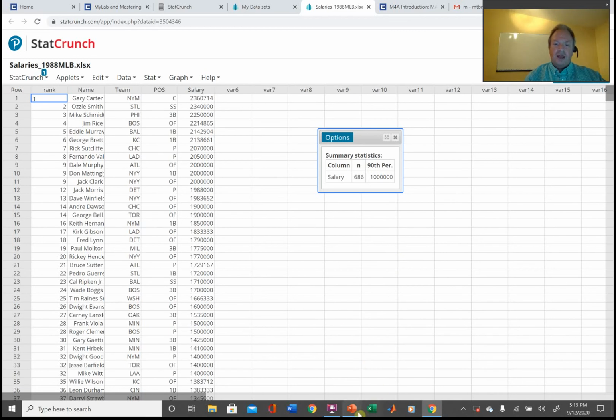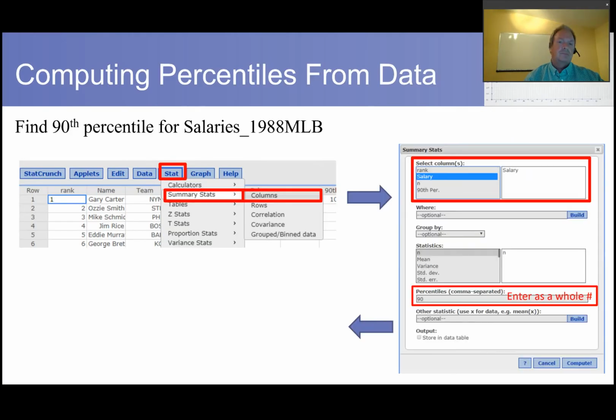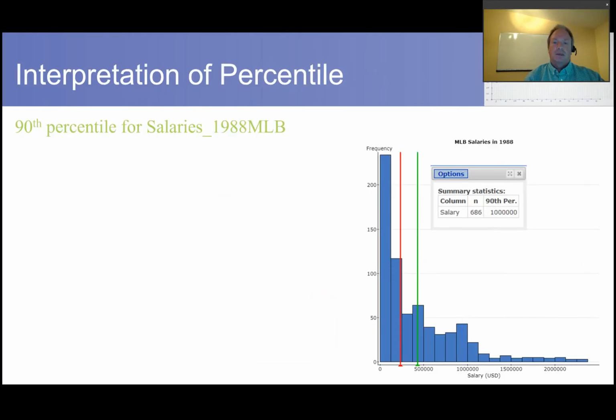So let's think a little bit about what that means. We found out that $1 million was the 90th percentile. If this is a histogram of those salaries, and it is, we see it is strongly right skewed. The mean, which is that green line, is pulled out towards the tail. Okay, so all of this is kind of hanging together mentally for you now.